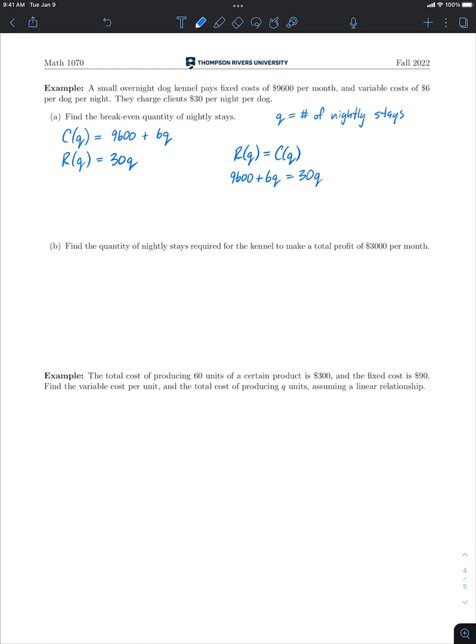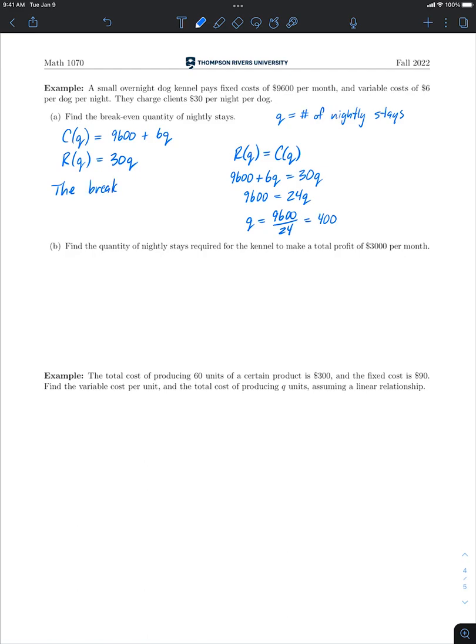So, okay, we'll subtract 6Q from both sides, and that'll give you 9,600 is equal to 24Q. And if you solve that for Q, you'll get Q is equal to 9,600 divided by 24. So that ends up being 400. So that's your break-even quantity. You need 400 nightly stays. That's what was required to break even in 1 month.